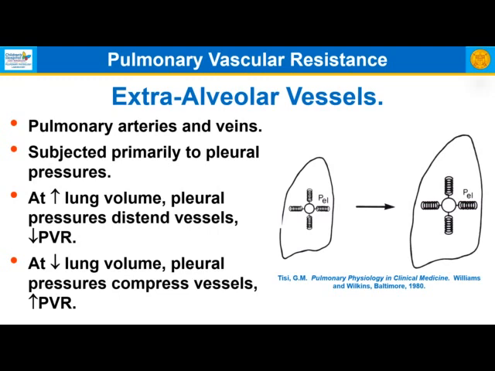If we look at the effects of lung volume on blood vessels, so there are extra-alveolar blood vessels, and these are pulmonary arteries and veins, and they are subjected primarily to pleural pressures. So at increased lung volume, pleural pressures, which become more negative, distend vessels, decreasing pulmonary vascular resistance, as shown here. So these larger vessels have a decreased resistance. At decreased lung volume, pleural pressures become more positive and in fact compress vessels, increasing pulmonary vascular resistance.